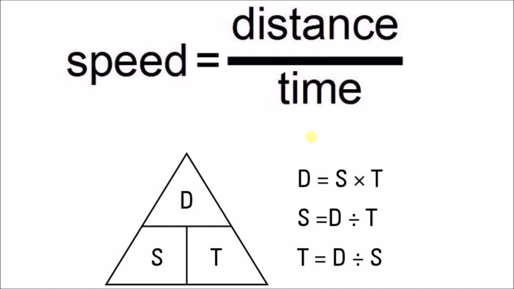Mr. Silva, you are confusing me now. No need to be confused. That triangle there is just showing all the possibilities that that formula can give you. Possibility number 1 is distance equals speed times time. If you want to know the distance, that's what you use. If you want to know the speed, speed equals distance over time. And if you want to know the time, time equals distance over speed.